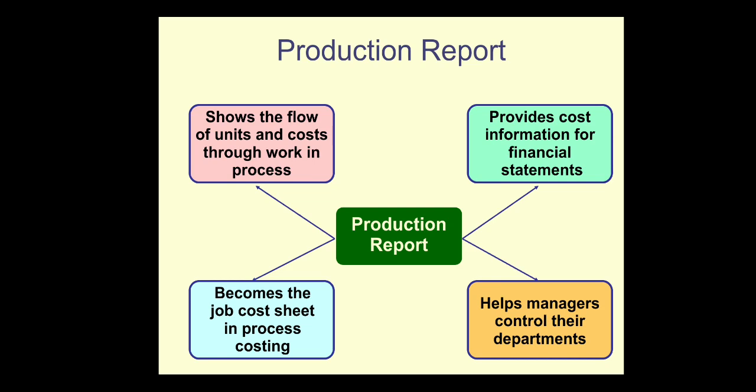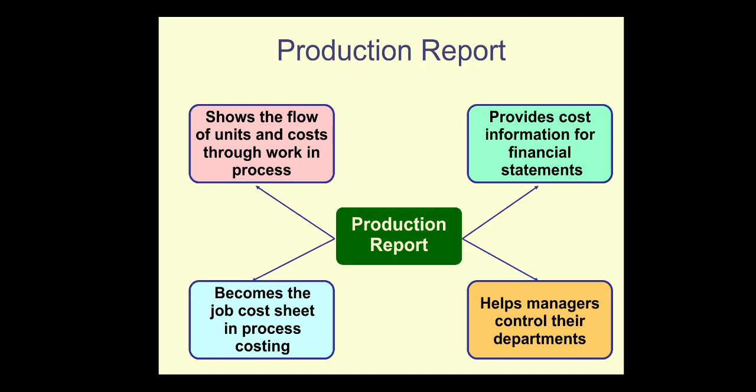Okay. Production report. Production report is the main document used in the process costing system. If you can remember, when you learned about job order costing system in the previous lecture, the main document related to job costing system is called job cost sheet. For process costing system, the main document to record the cost is called production report. So see, there are several points related to production report.